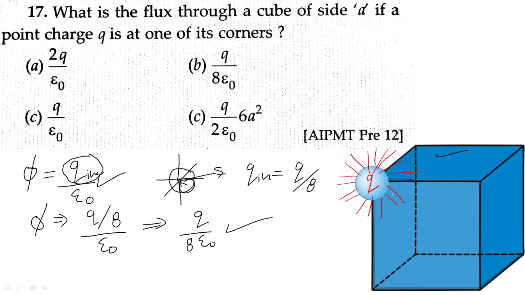So the flux passing through this cube is Q by 8 epsilon naught, which is mentioned at option B. So option B is correct.